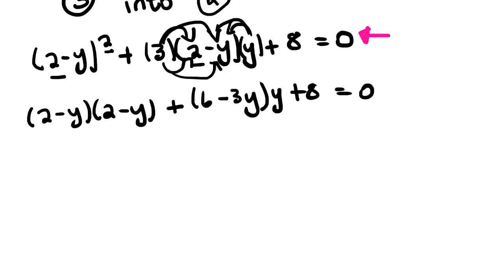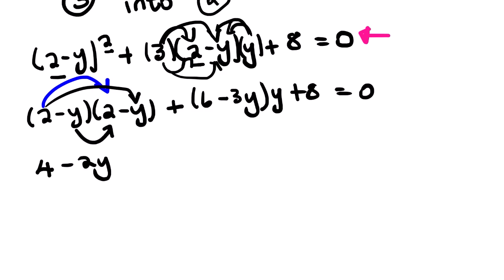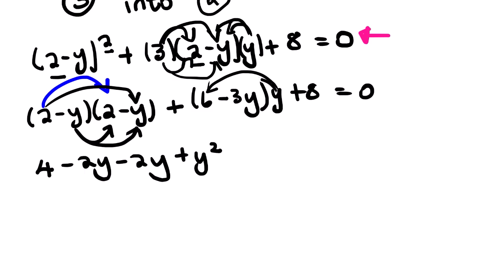We are going to perform a lot of mathematical operations. 2 multiplied by 2, we are going to get 4. 2 multiplied by negative y is negative 2y. Negative y multiplied by 2 is negative 2y. Negative y multiplied by negative y is positive y squared. Then we multiply this term with the new binomial. We are going to have positive 6y and negative 3y squared, plus 8 is equal to 0.